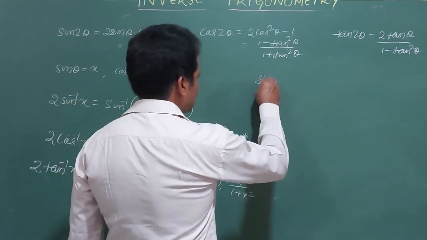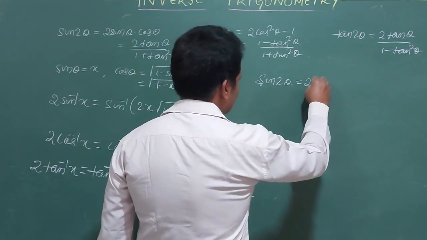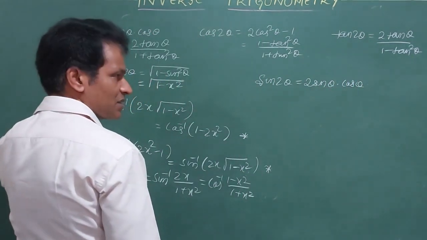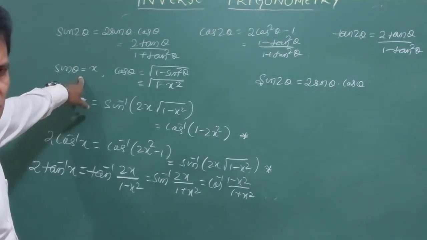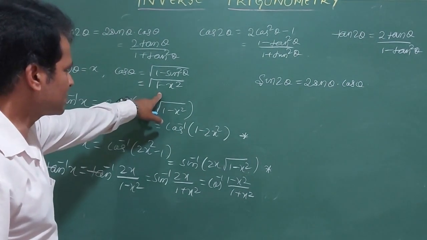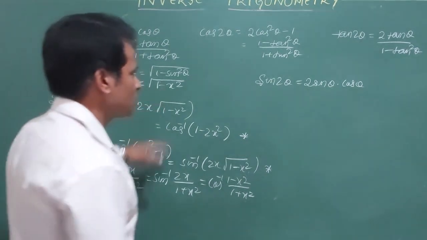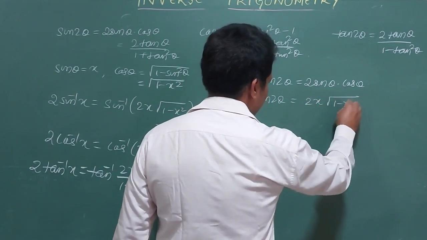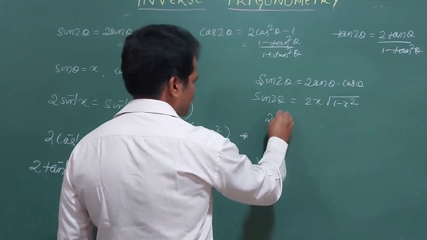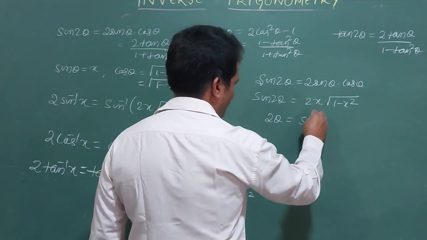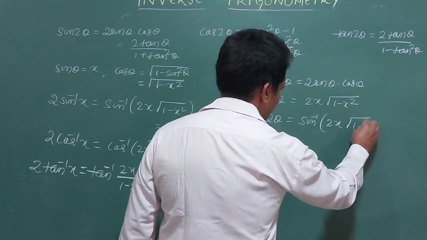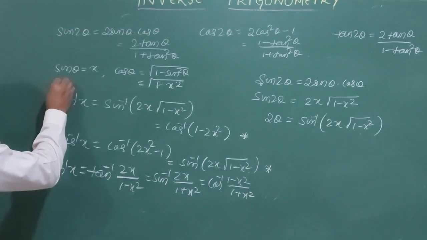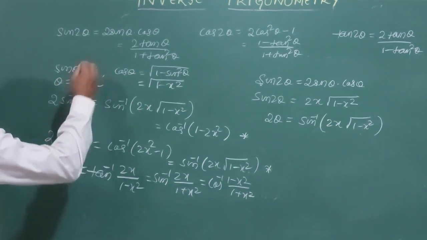So sin 2 theta can be written as 2 sin theta into cos theta. And what I have assumed here, look here, sin theta is equal to x. So cos theta can be written as 1 minus x square under root. Let's do that. Sin 2 theta is 2x under root 1 minus x square. Apply sin inverse to both the sides. And replace theta. If sin theta is equal to x, what is theta? Sin inverse x. I got the formula.